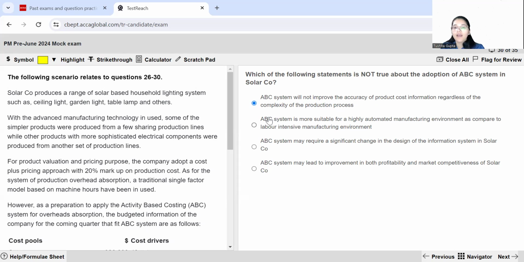Now let us see why the others are all true. The ABC system is more suitable for a highly automated manufacturing environment as compared to a labor-intensive one. This is absolutely correct. The ABC system may require a significant change in the design of the information system. Yes, that's true, because how they collect information, they're now going to have to make detailed information available for using ABC. So this is also not your answer. Moving to the very last statement, ABC may lead to improvement in profitability and market competitiveness. This is true. Hence, this is not your answer.